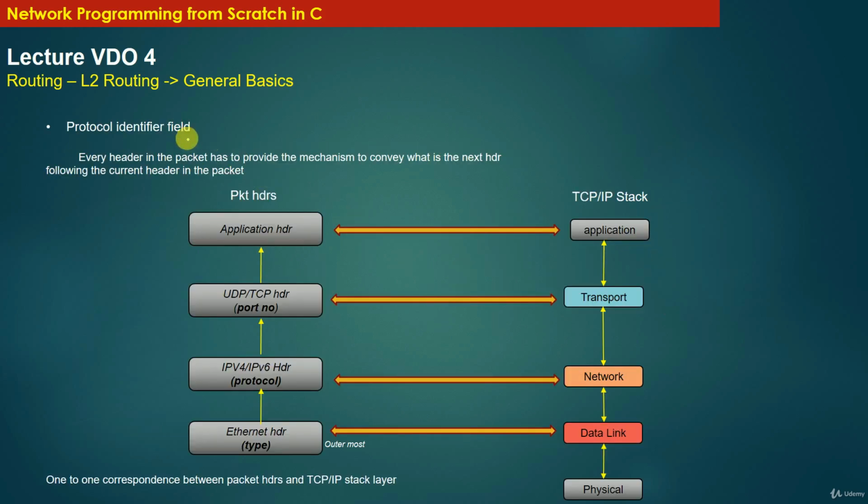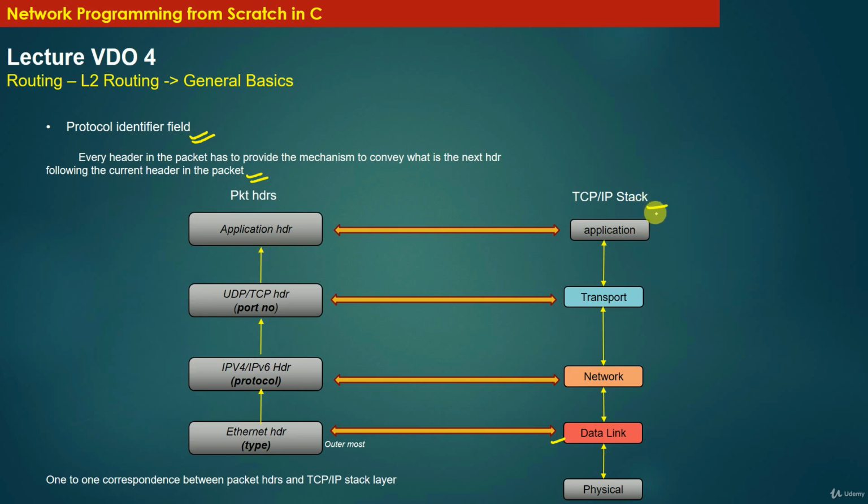Now next we will discuss the protocol identifier field. Every header in the packet has to provide a mechanism to convey what is the next header following the current header in the packet. So let us take an example of how the packet is actually framed by the TCP/IP stack.